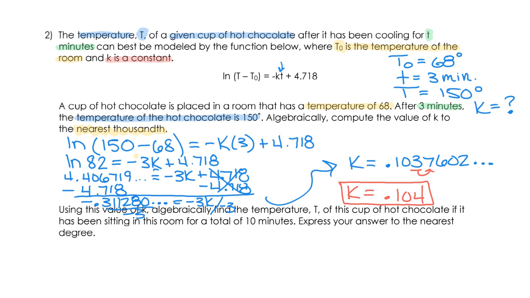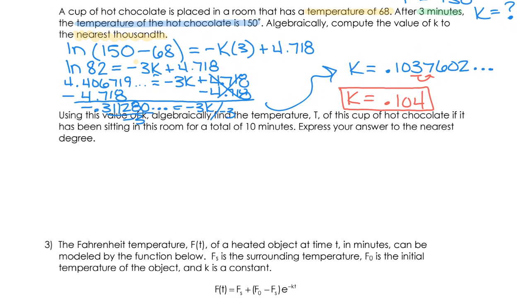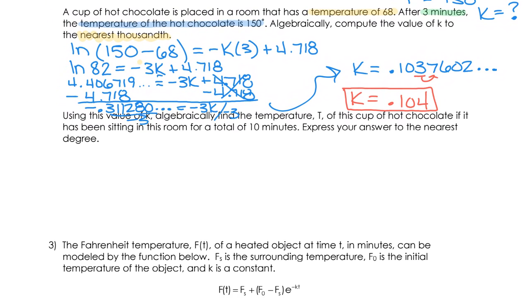The next part says that using this value of k, so we're going to go ahead and keep our value of k. Find the temperature T, so that becomes our question mark, of this cup of hot chocolate if it's been sitting in this room for a total of 10 minutes, which was lowercase t.